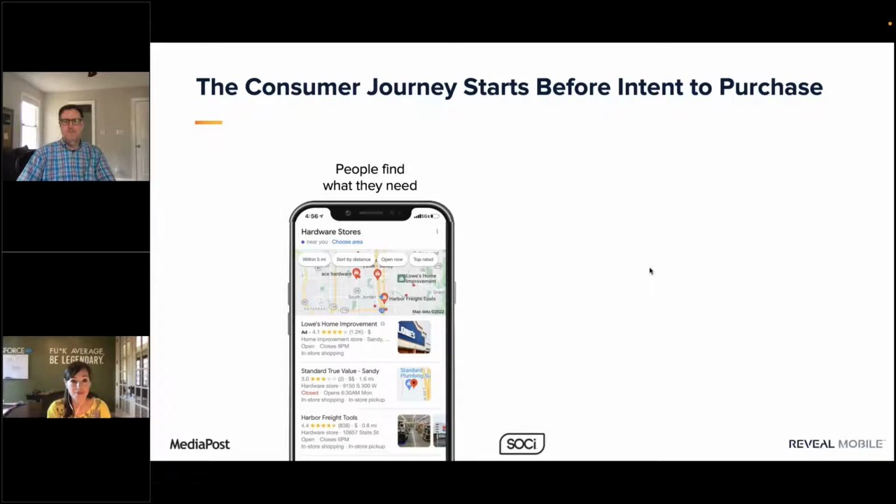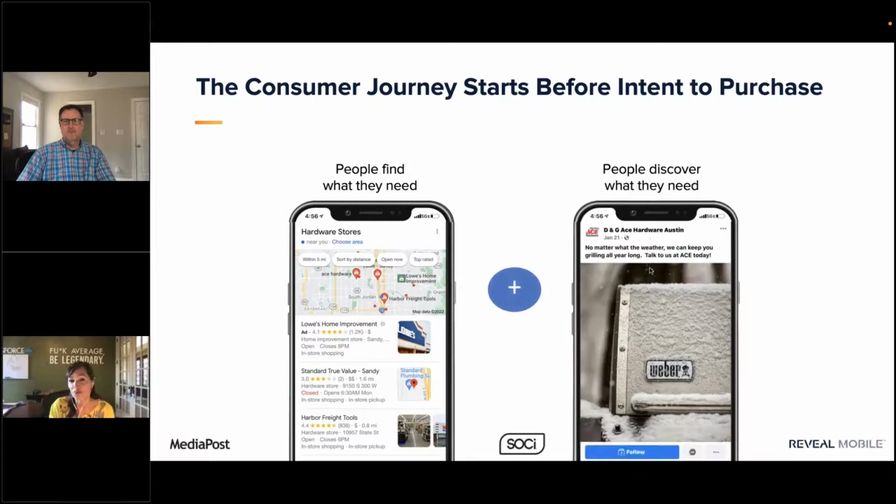But if you go to the next click, Dan, what we're seeing more and more, yes, people are finding what they need. But with the supplement or complement now of social channels, in addition to being able to find what we already need, we're discovering new needs every day through social channels.